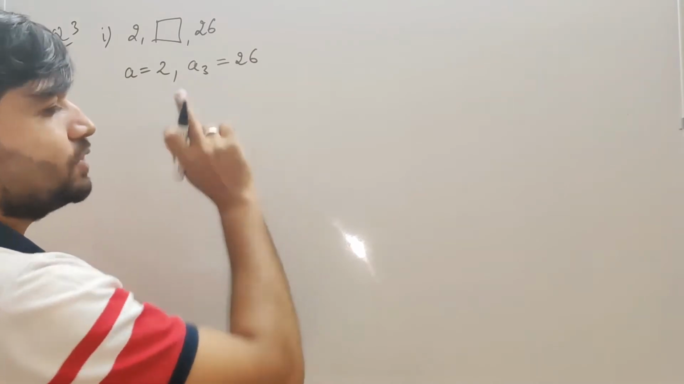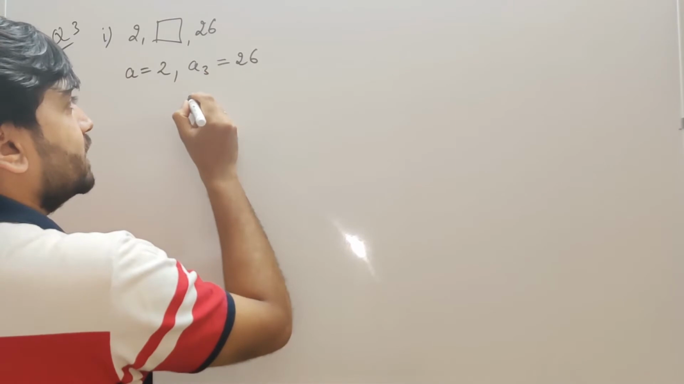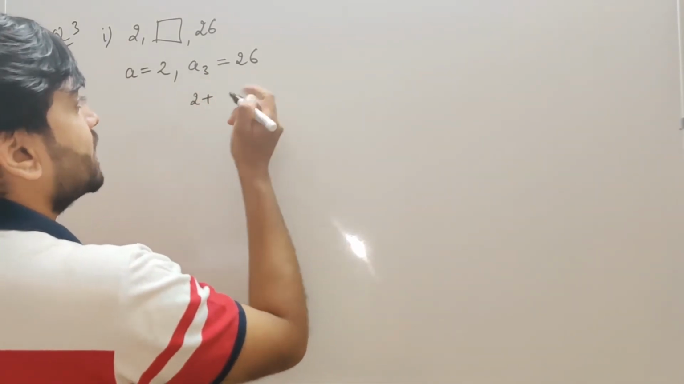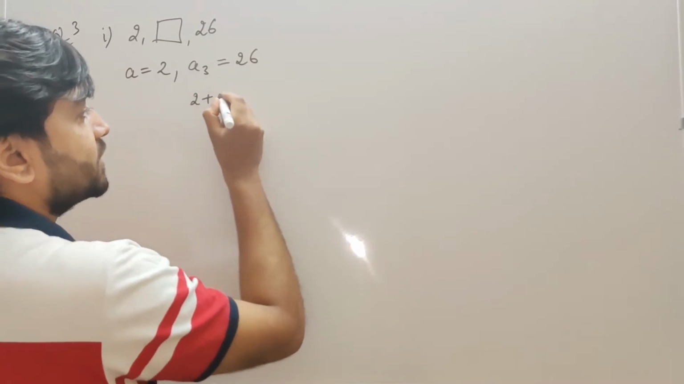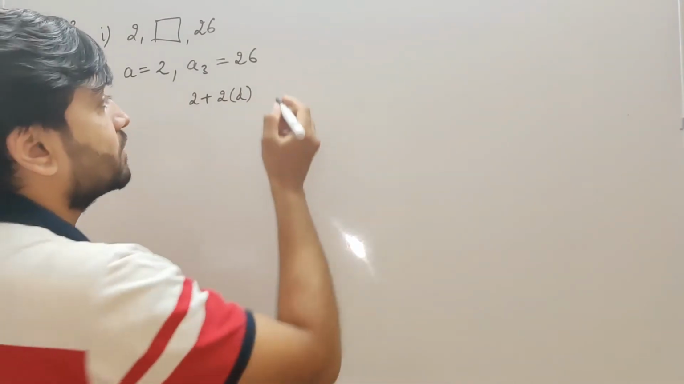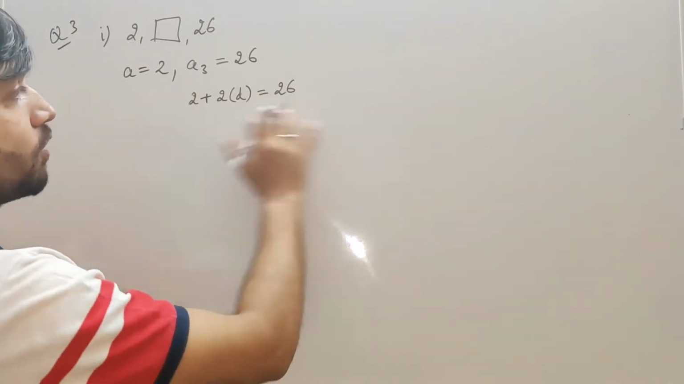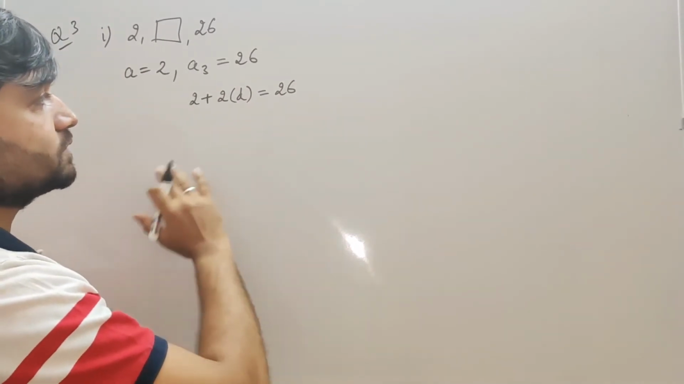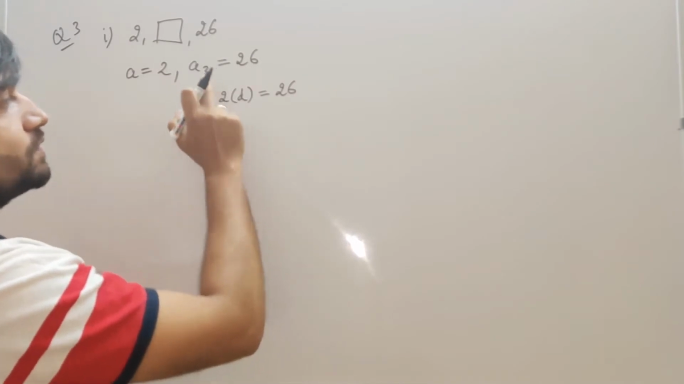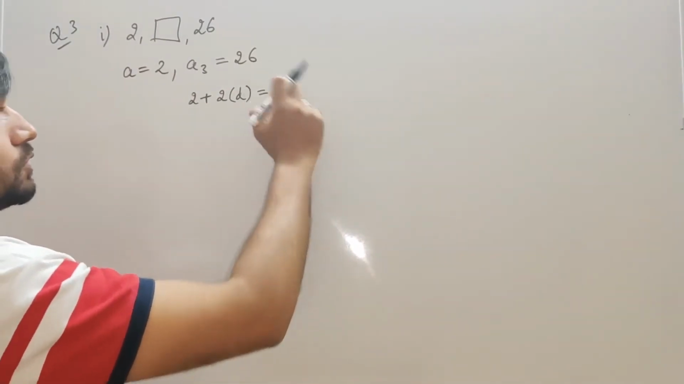Now for A3, I can use the formula, which is a plus (n minus 1) into d. So A3: a, which is 2, we already know the value, plus (n minus 1), n is 3. So 3 minus 1 is 2, into the value d, which is unknown, is equal to 26. This is how we substitute the values in the equation.